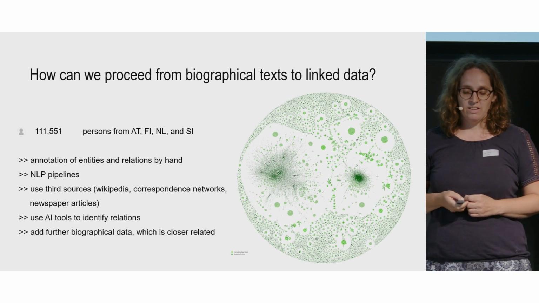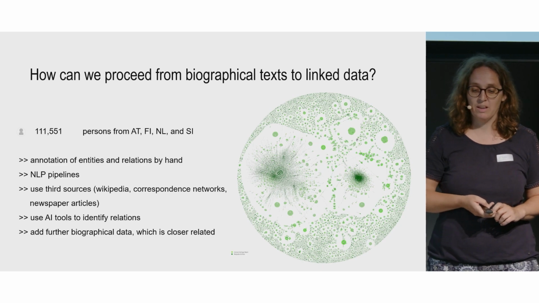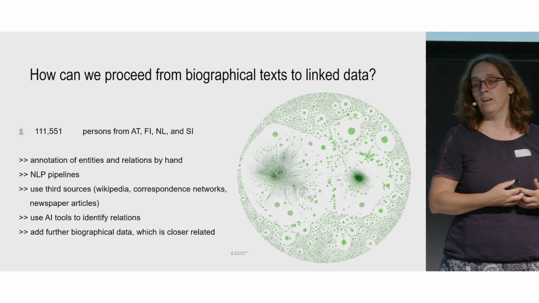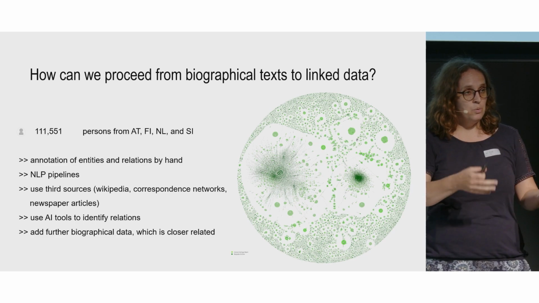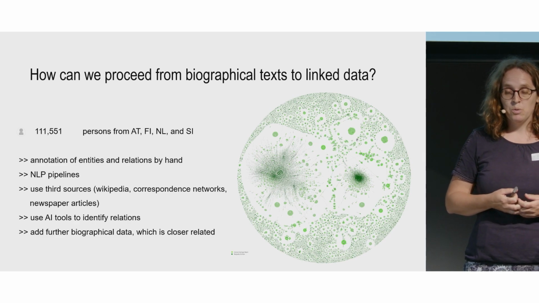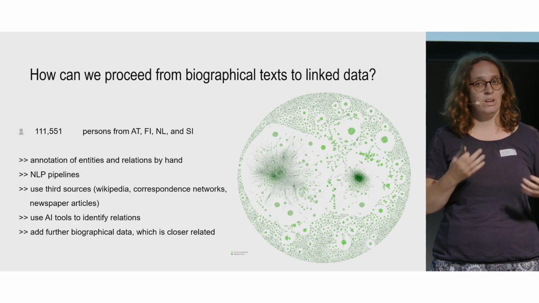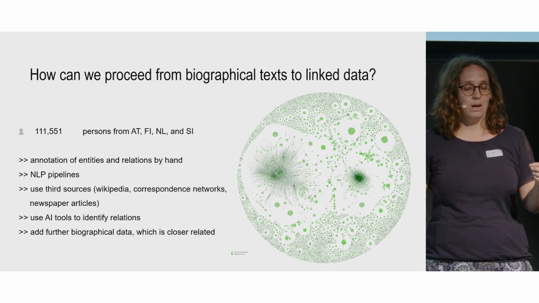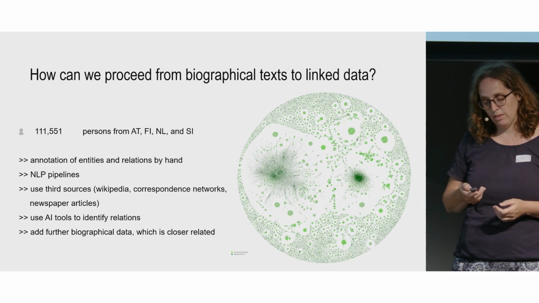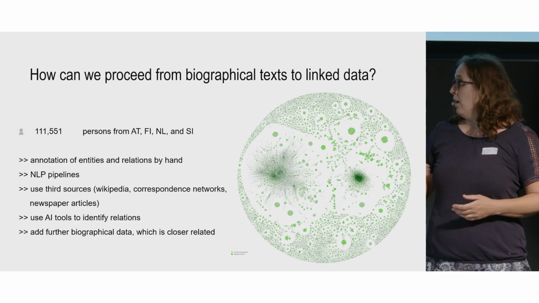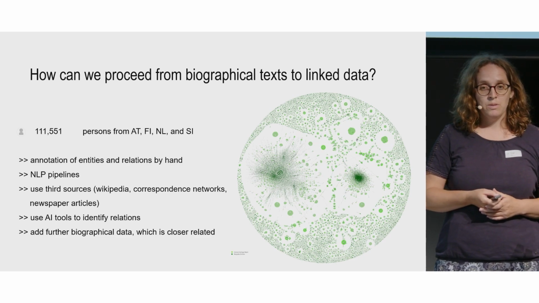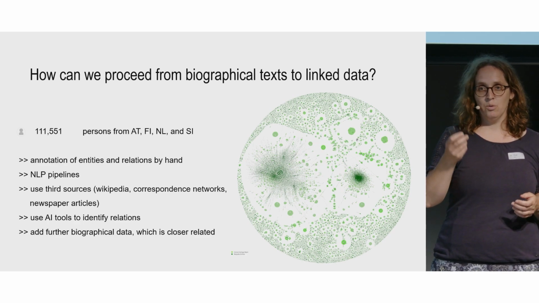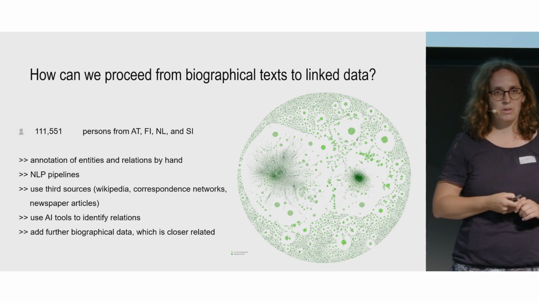Another approach that we took is using search sources. For example, thinking about Wikipedia and how we can use structured information from Wikidata to enrich our knowledge graph, and how we could also use other sources like correspondence networks and newspaper articles to build up connections, and further for the events in the data. We also explored AI tools to identify relations between actors and to identify events. That's also something Angel can maybe tell you about if you're more interested in that.